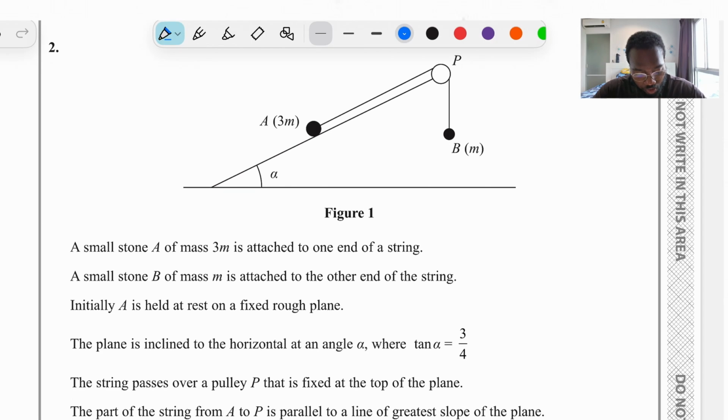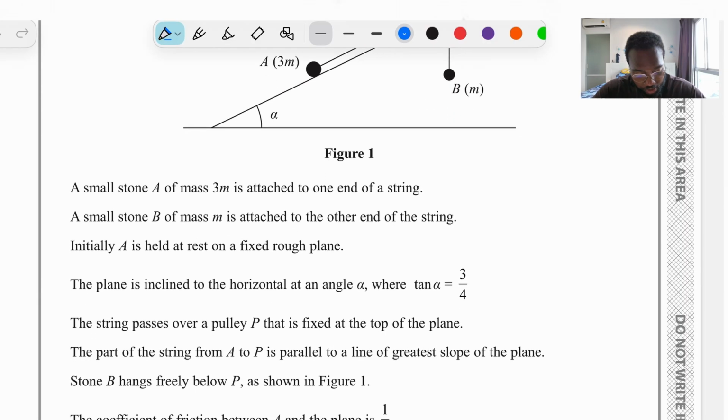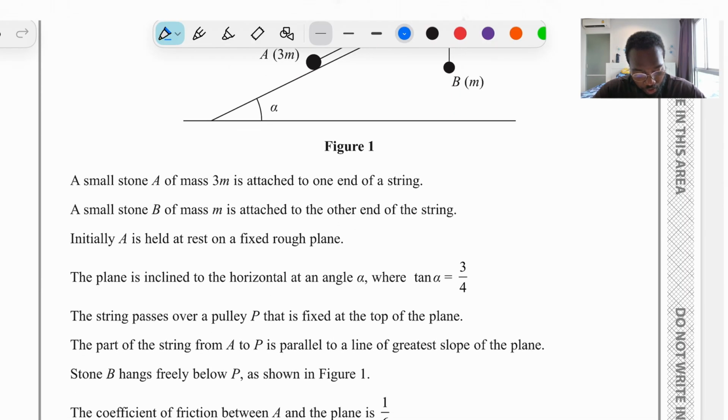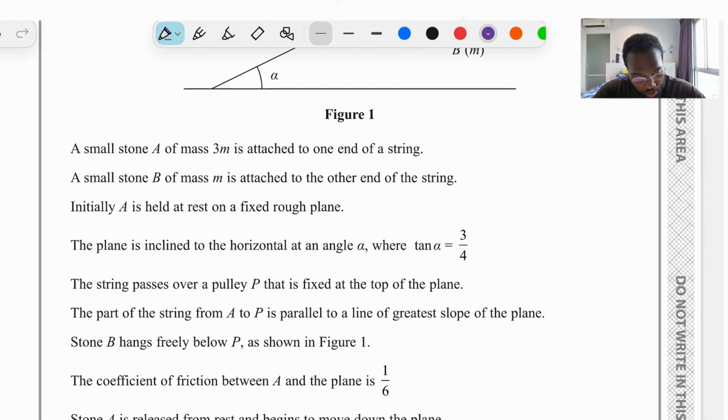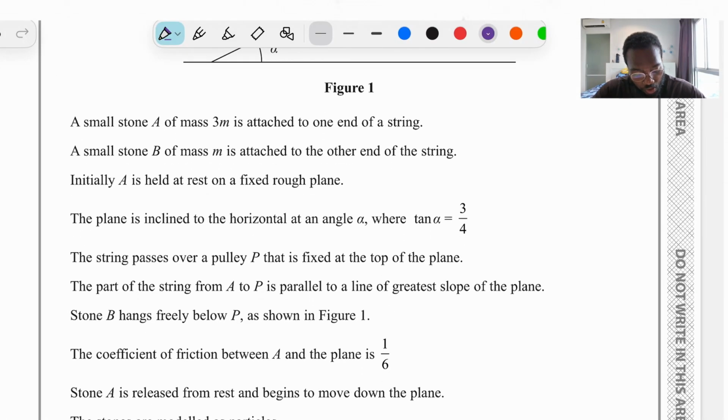We have the string passed over a pulley P, which we can see, parallel to a line of greatest slope. Stone B hangs freely. We know the coefficient of friction is 1 over 6, so mu is 1 over 6. And we know the stone is released from rest and begins to move down the plane.